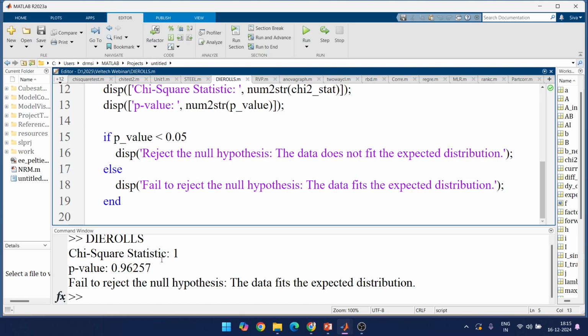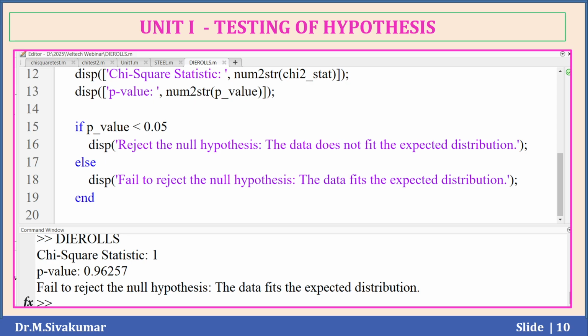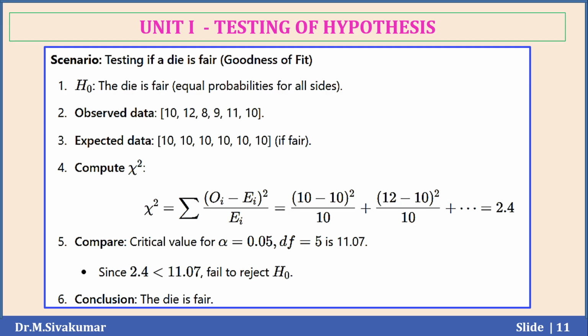Here, the chi-square statistic and the p-value is 0.96257. So the p-value exceeds the limit of 0.05. So it fails to reject the null hypothesis. The data fits the expected distribution. Okay, this is another example for testing of hypothesis. The same thing I am giving as a snapshot of this example.